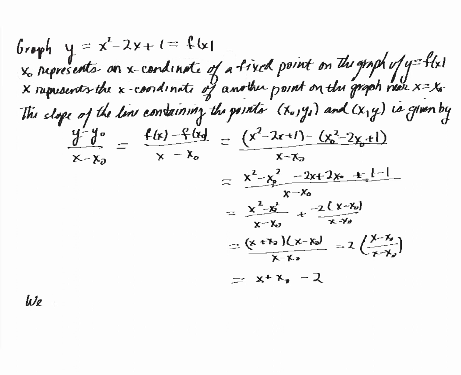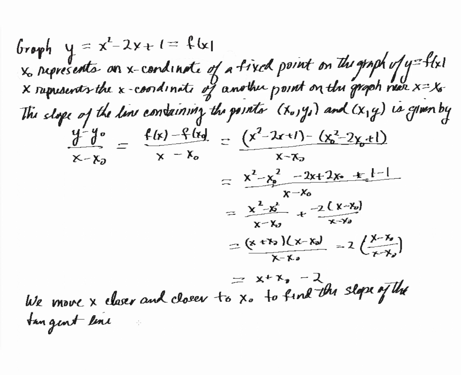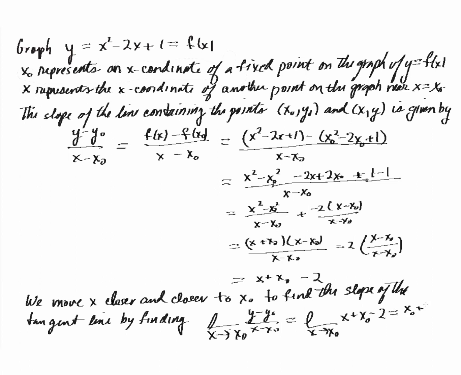This is a formula for the slope of the secant line that contains the points at x and at x sub 0. In order to find the slope of the tangent line, we're going to need to move the x's closer and closer to x sub 0, and hence we will compute by finding the limit as x approaches x sub 0. We can substitute in the secant slope, x plus x sub 0 minus 2.